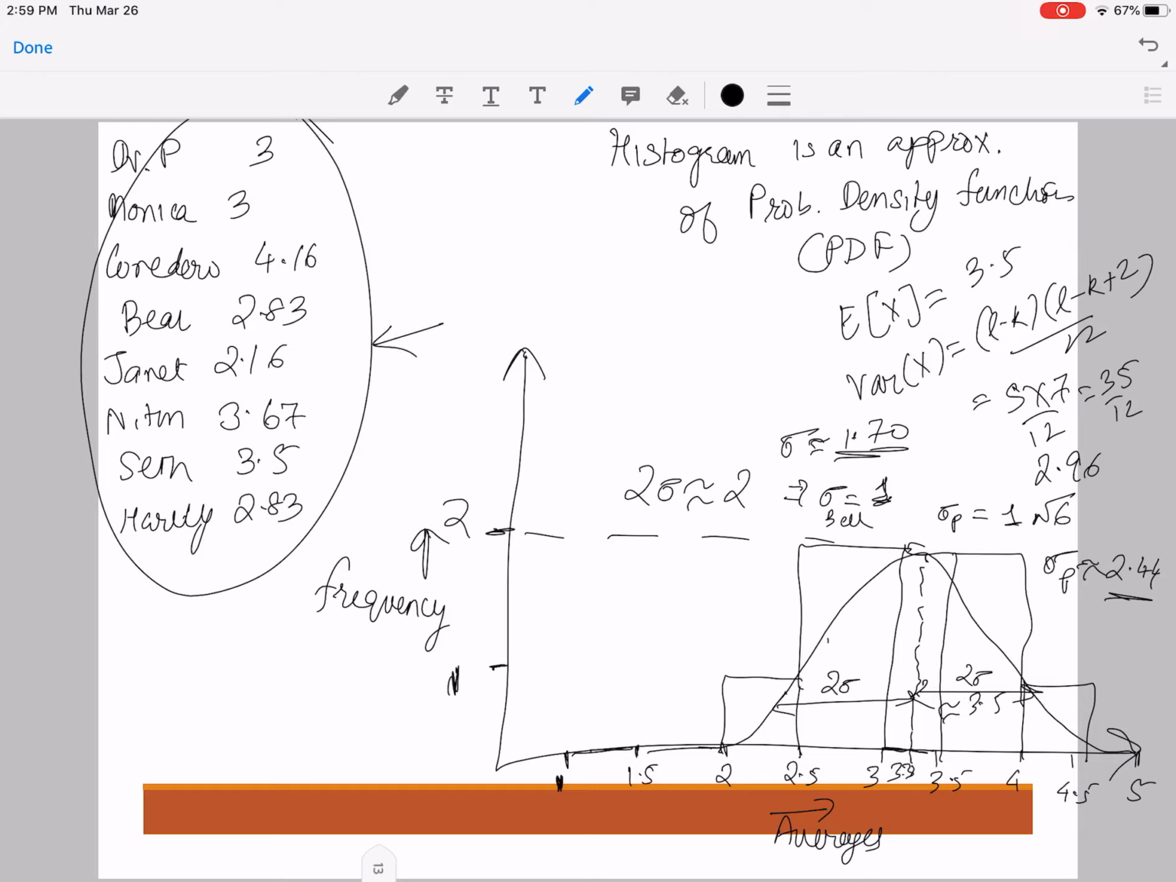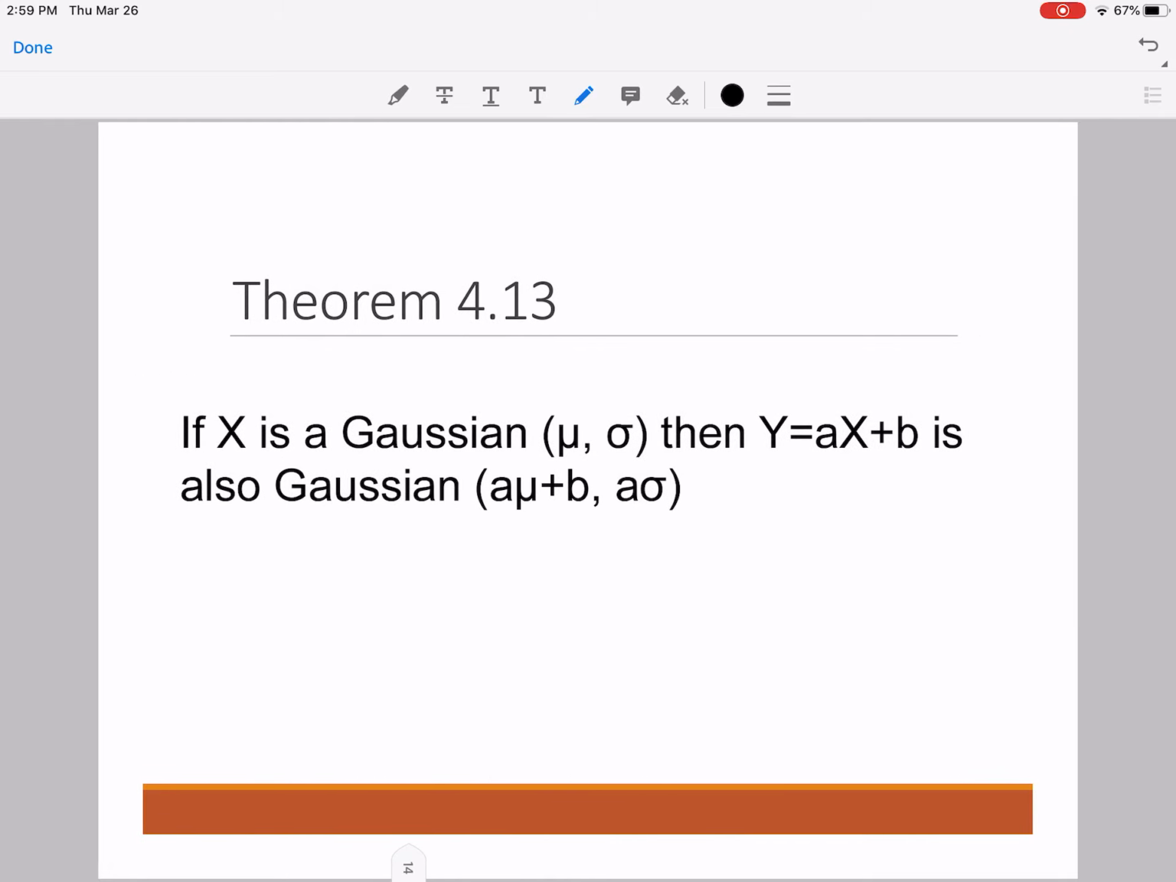But still, in this example, you can see the power of the central limit theorem and the power of a Gaussian distribution. So let's talk about some properties of Gaussian distribution. If X is a Gaussian distribution with average mu and standard deviation sigma, you can construct another Gaussian distribution Y, which is expressed as a linear function of X, Y equals A X plus B, where A and B are constants. Such a Gaussian distribution is going to have mean of Y as A mu plus B and standard deviation sigma Y as A times sigma.